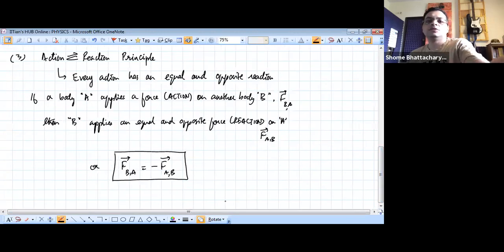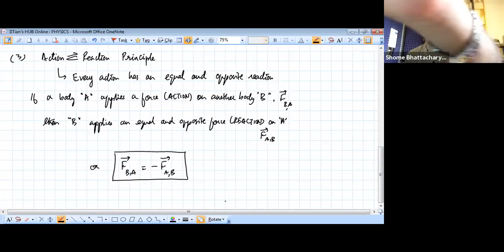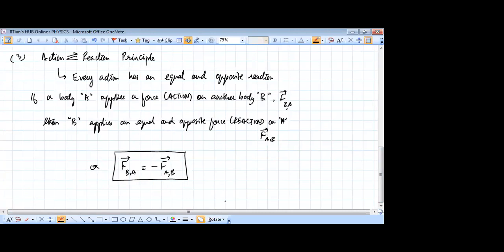How we apply it in actual situations. This is how we visualize the problem and this is how we apply it. Hope this is clear, people. Yeah, so the force on B applied by A is equal and opposite to the force on A due to B. Okay, that is what this means.